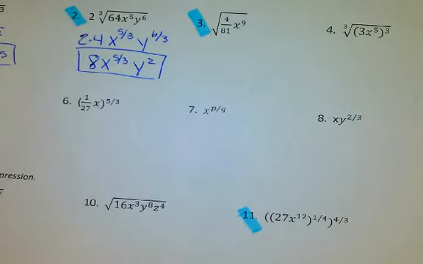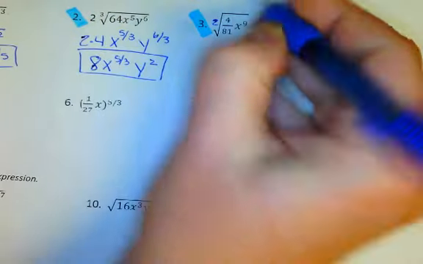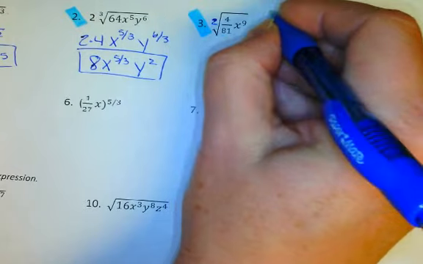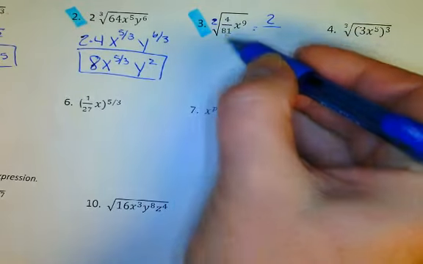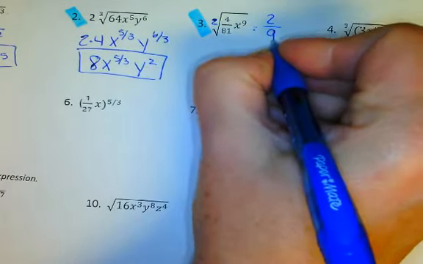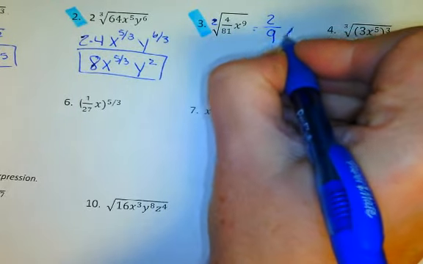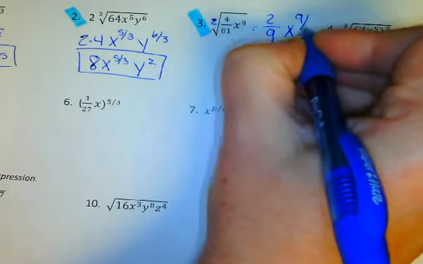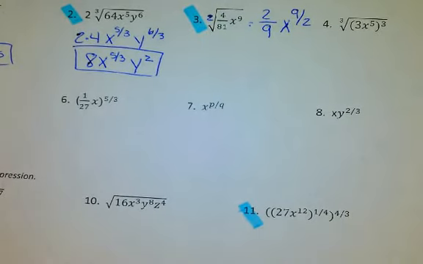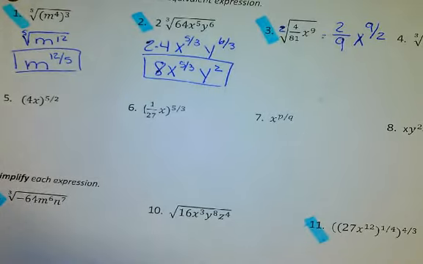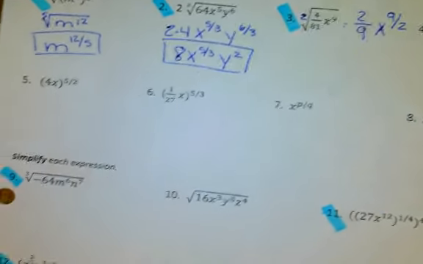Alright, this one here, notice you're doing a square root. So I know the square root of 4 is 2. I also know the square root of 81 is 9. And then again, if I do the Kraken bottom, then it's 2/9 times x to the power of 9 over 2. And that's my answer. Okay, so the rest of them are just converting also.